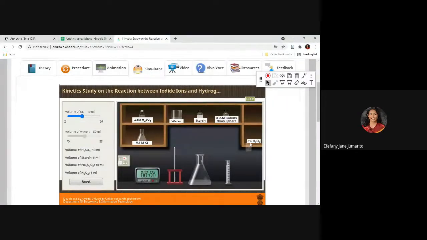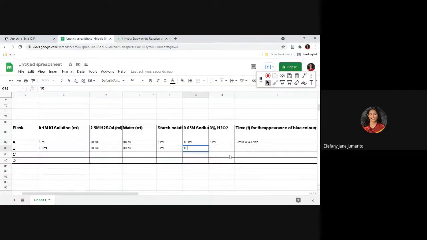Now let's add. Okay. All right, now let's stir. Okay, so the timer starts already. Okay, then let's wait up until the blue color will appear. Okay, then let's write. Pila tong H2O2 gibutang na to, class? 5 ml. Okay, all right, that's the time.